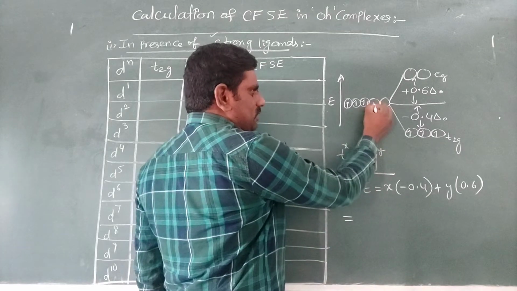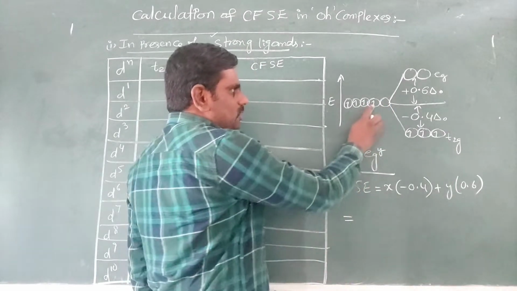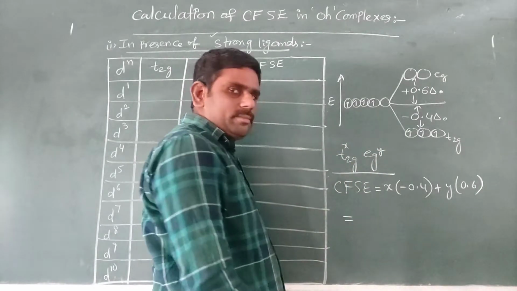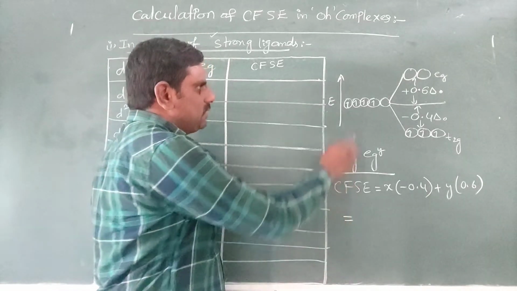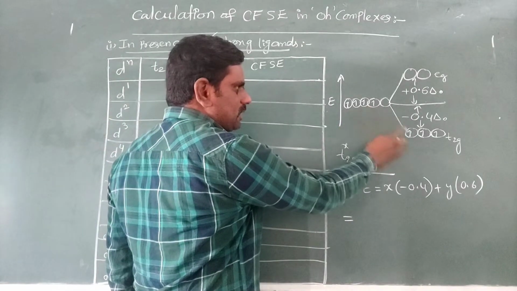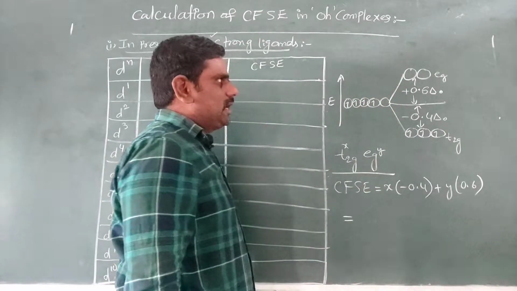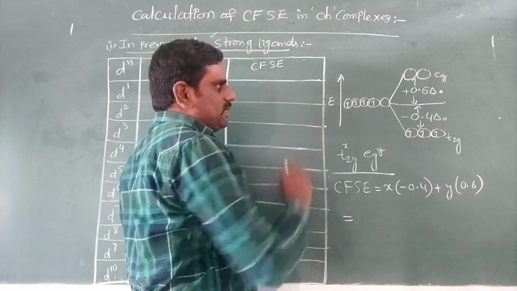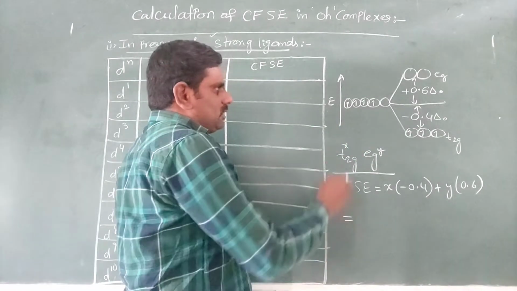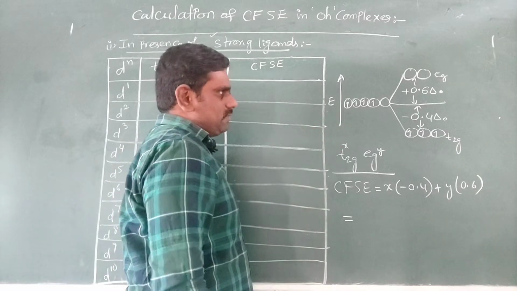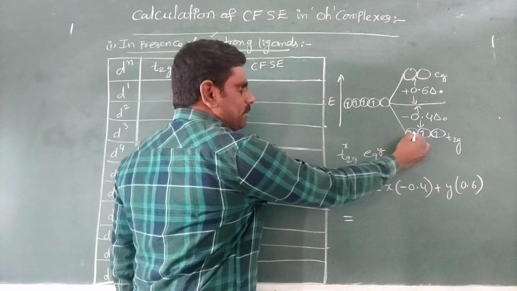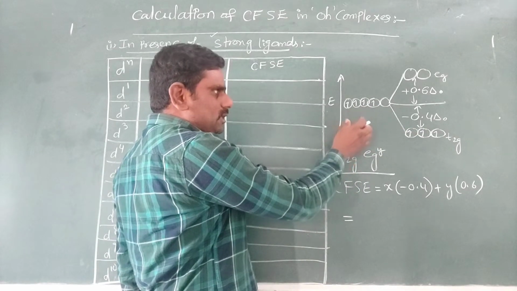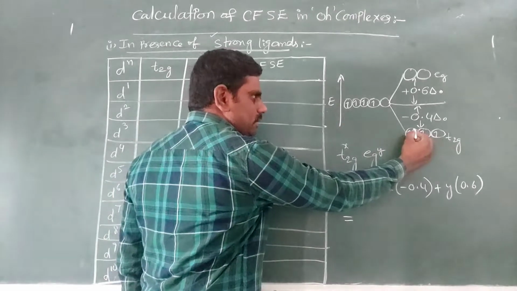For the D4 configuration, we have two choices now. Where can the electron be accommodated? That is the big question here. Is the electron pairing, or is the electron going to a higher energy level? In this competition, it depends on the nature of the ligand. In the complex, if a strong ligand is present, for example, this electron is going to pair up. Under the influence of a strong ligand, electrons are going to pair up.